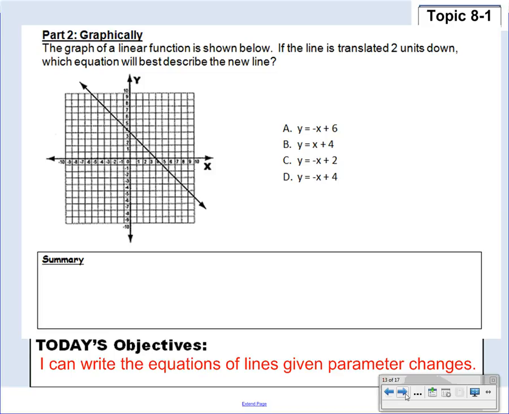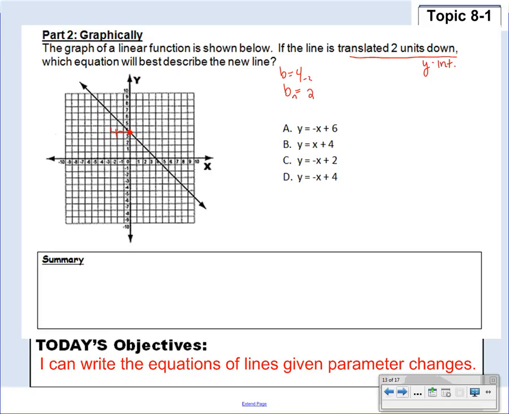Another way that we could actually see this going on is graphically. So we have a graph of a linear function as shown below. If the line is translated 2 units down, which equation will best describe the new line? So remember when we talked about translating 2 units down, we're talking about the y-intercept moving. And it's subtracting from the y-intercept. So if I look at my y-intercept here, it is at 4. So my original y-intercept is 4. And now I'm going to translate it down 2 units. So my new y-intercept is going to be 2 because I'm going to subtract 2.